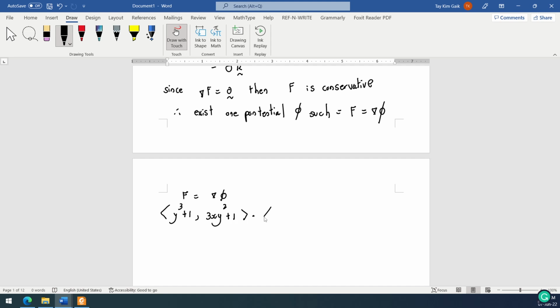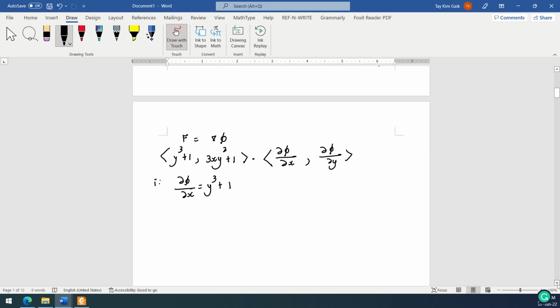Okay, del phi is del phi del x. If F is 2-dimensional, then del phi is also 2-dimensional. So component j is del phi del y. Then you equate component i: you have del phi del x equal to y cubed plus 1. Our task is to find the potential function.